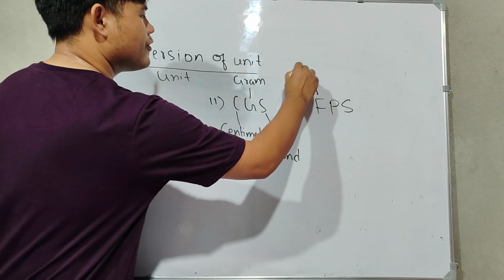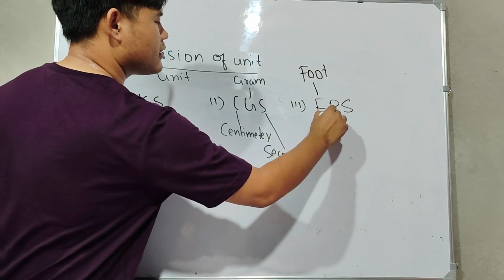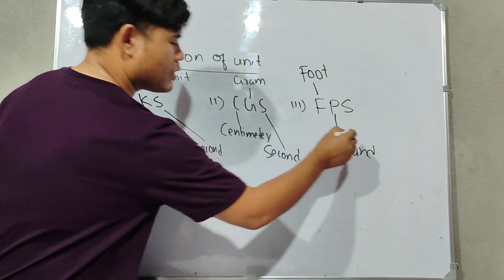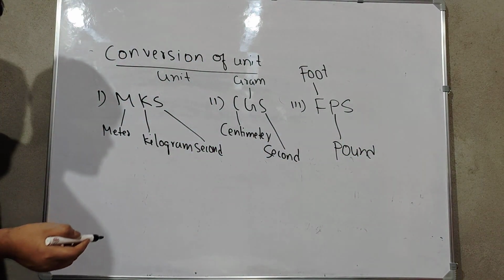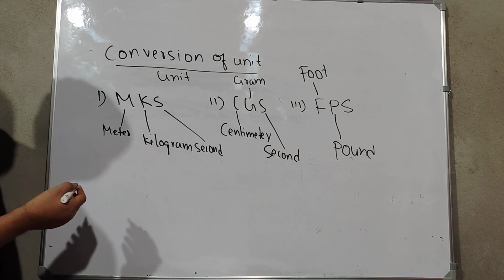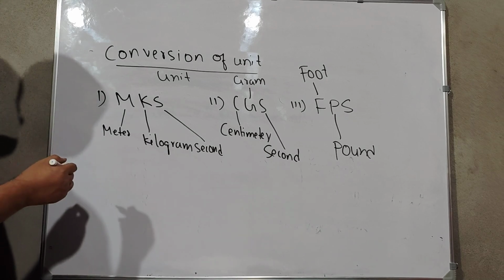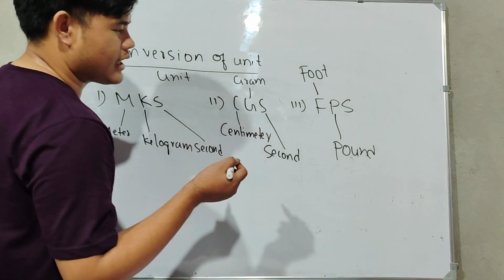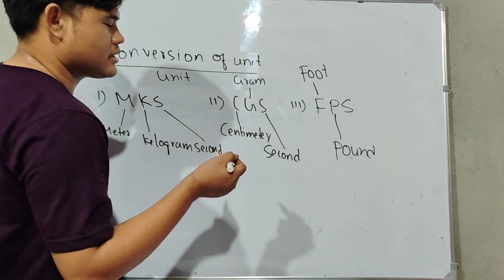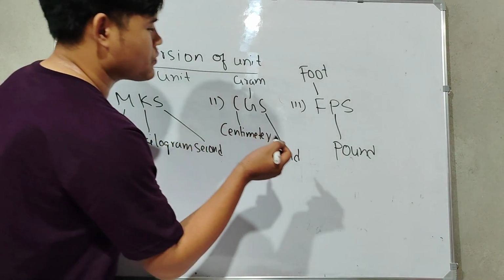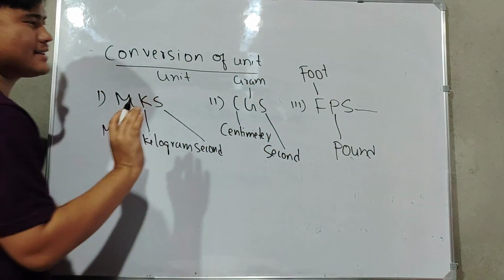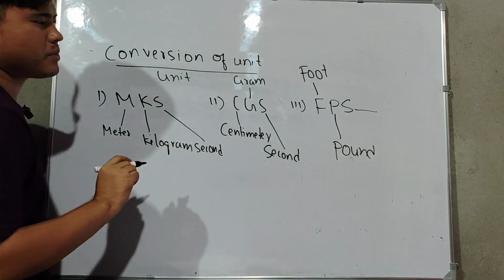Next we have FPS, where length will be in foot, and mass will be in pound. This word pound, I usually used to hear in WWE. I used to watch lots of wrestling in my childhood days. At that time I used to hear this pound only. The anchor used to say that person is 500 pounds, 700 pounds. Other than that, I have not heard of this system, foot, pound.